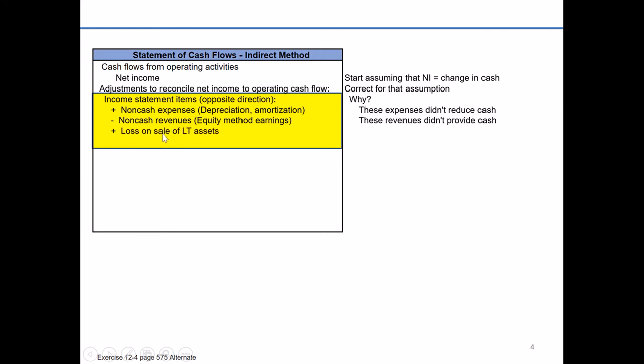In addition, we have a loss on sale of long-term assets that we would add back, and a gain on sale of long-term assets that we would subtract out.